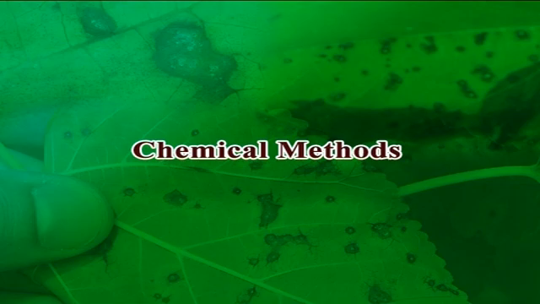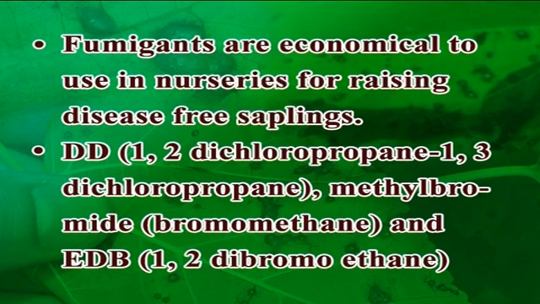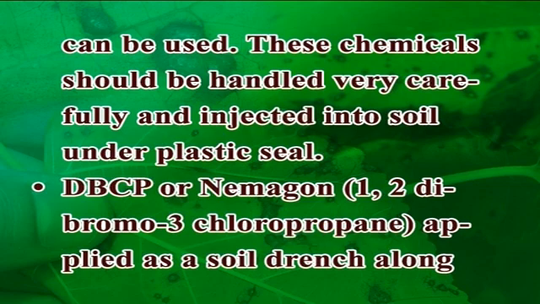Chemical methods. Chemical method of nematode management requires a comparatively large investment. However, in sick or heavily infected soils, chemical treatment becomes necessary as it gives quick results. Fumigants. Fumigants are economical to use in nurseries for raising disease-free saplings. DD, that is 1,2-dichloropropane and 1,3-dichloropropane, methyl bromide, bromomethane and EDB, 1,2-dibromoethane, can be used. These chemicals should be handled very carefully and injected into soil under plastic seal.